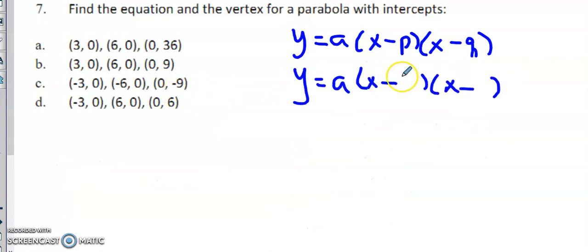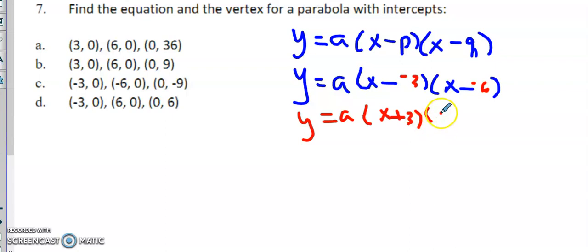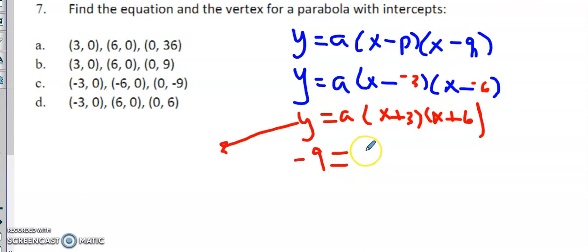Alright, so in problem C, the p is negative 3 and q is negative 6. So the problem becomes y is equal to a times x plus 3 times x plus 6. So keep in mind that once we find the a value, this will be the equation that we're going to be using to write our final equation. So the y-intercept is 0, negative 9, so we're going to replace y with negative 9. Then x gets replaced with 0.